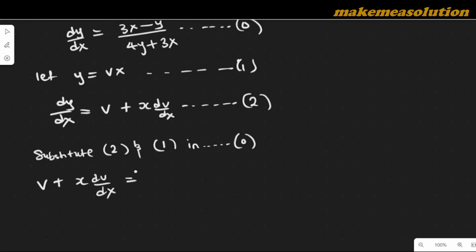And equal to, on the right hand side now, anywhere you see dy/dx, we've substituted v plus x dv/dx. Now on the right hand side, anywhere you see x, just change it to 1. So 3 times 1 is 3.